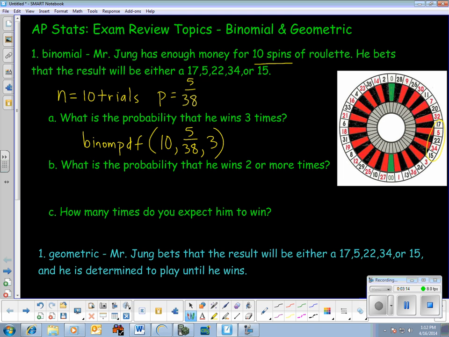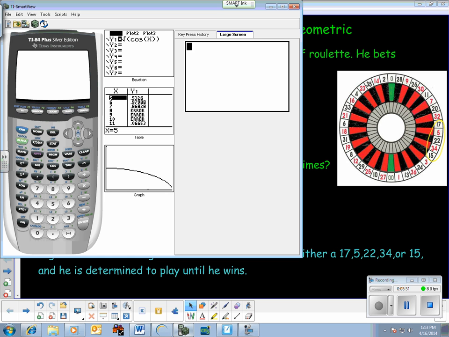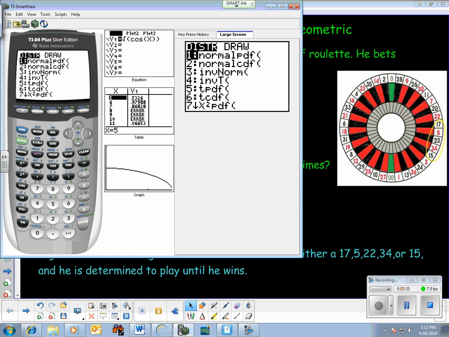Okay, a binomial can take any value. This is a random variable that can take any value from, in this case, 0 through 10. I might win 0 times. He might win once or twice. 3 times is the outcome that I'm looking for right now. So let's go to the calculator. This is under distributions, second bars, and it's down for me at option A, binomPDF.